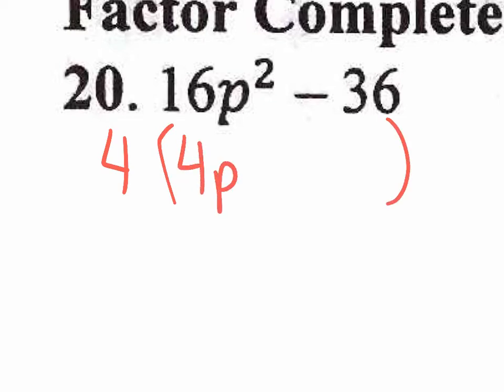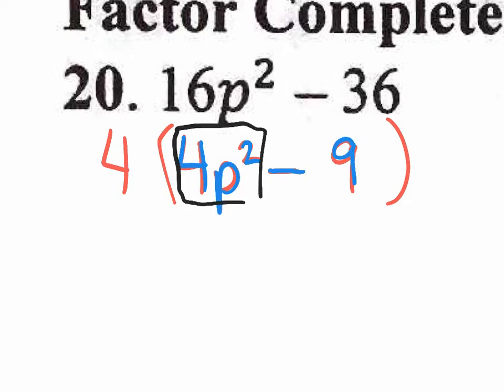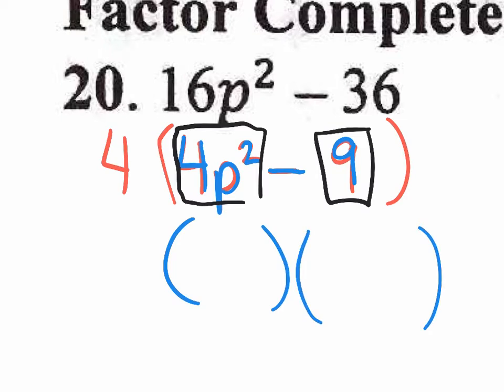4p squared minus 9. Now on the inside, I probably should have done this a different color. Let's look at this blue binomial and recognize that it's a perfect square binomial. So on the inside, we could continue working. If you take the square root of 4p squared, what will that be? What's the square root of 4p squared? 2p. And what's the square root of 9? 3.